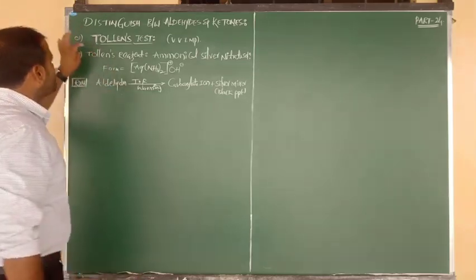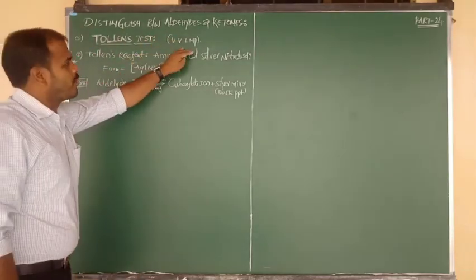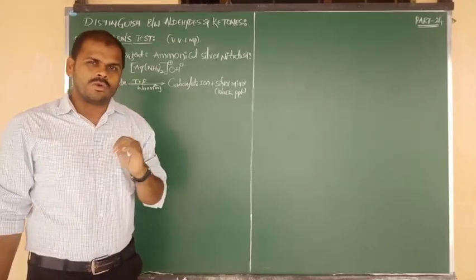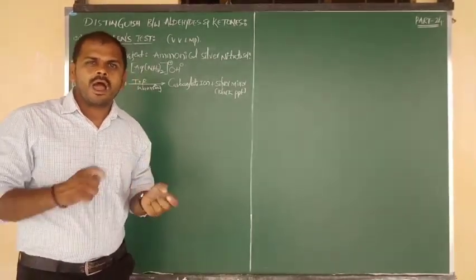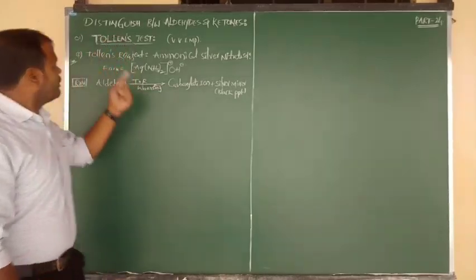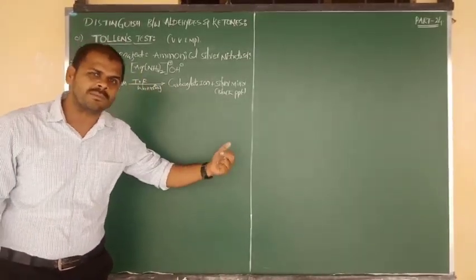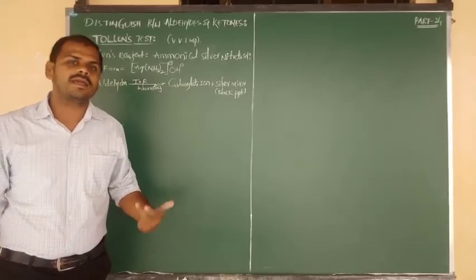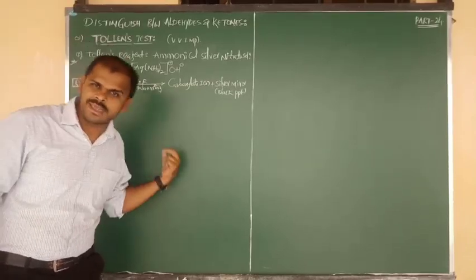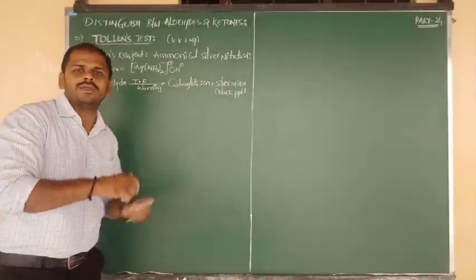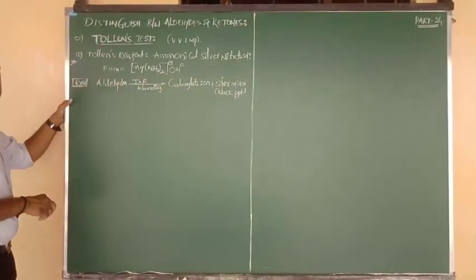In that, method number one is very important, that is the Tollens test. What is meant by the Tollens test? How to do the Tollens test? Before that, what is meant by Tollens reagent? It is positive for which type of carbonyl compounds and negative for what? And what is its chemical reaction? For all those questions, I am going to give you the explanation here. So listen carefully, all of you.